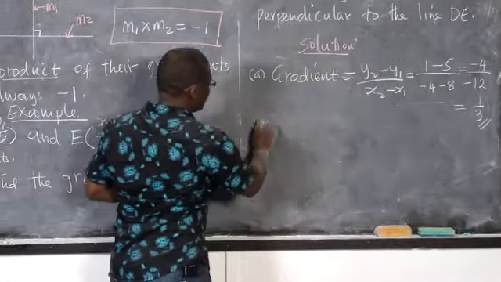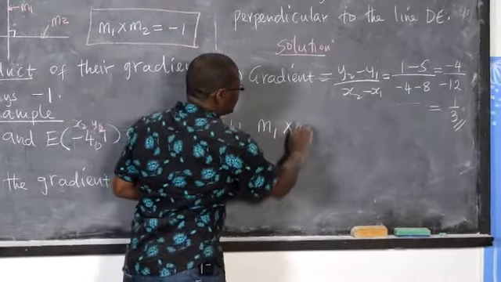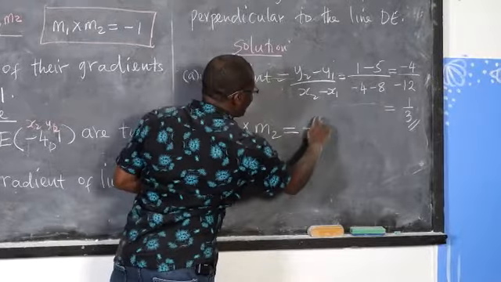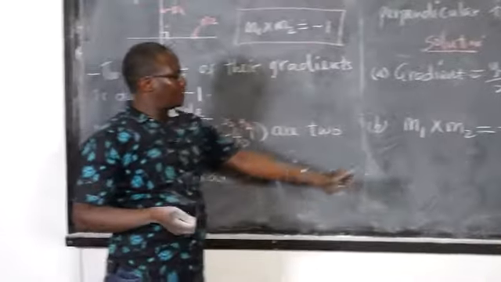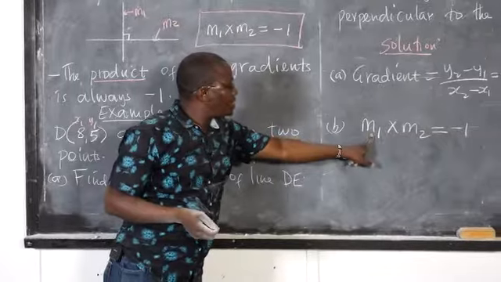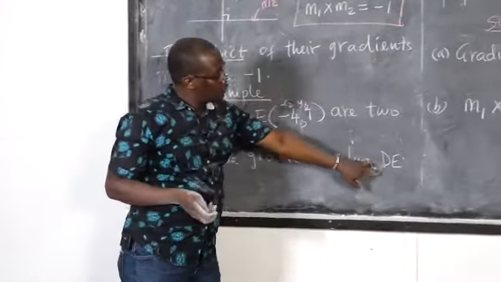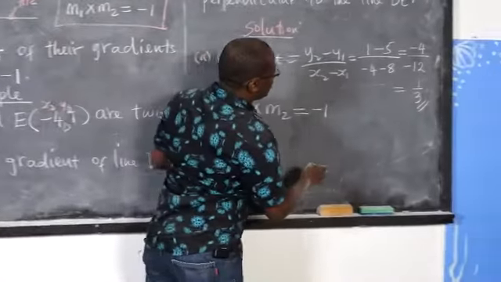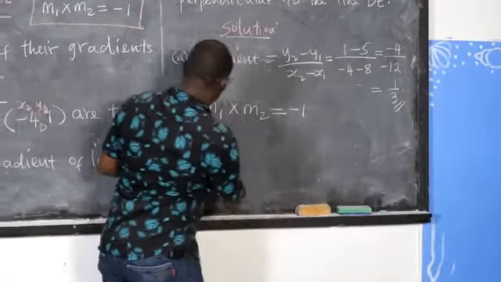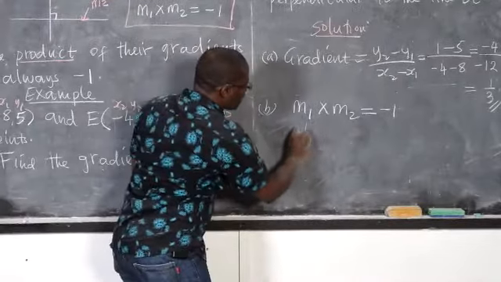So for part B, you need to write that M1 times M2 equals -1. That's the first thing. Where in this case now, M subscript 1 represents the gradient of the line DE, which you already have as 1 over 3. So where there's M1, you'll put 1 over 3.